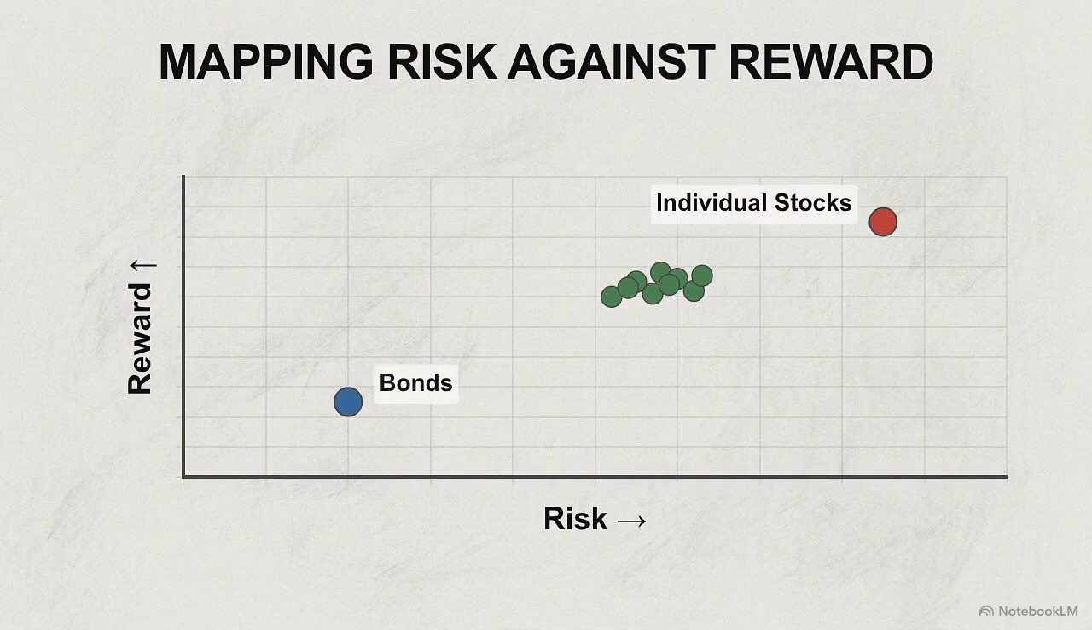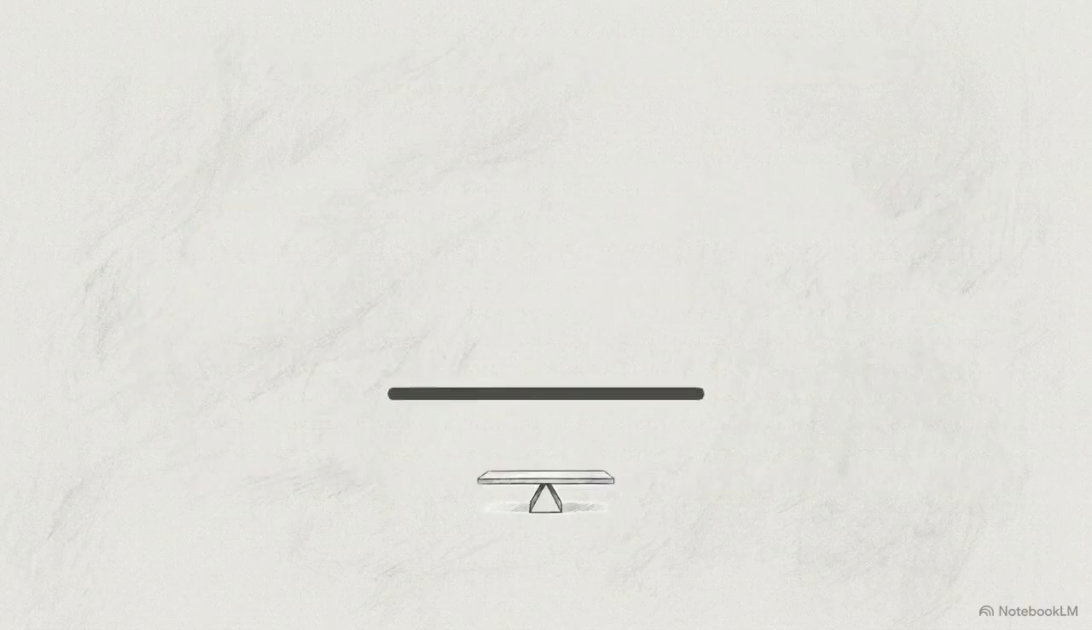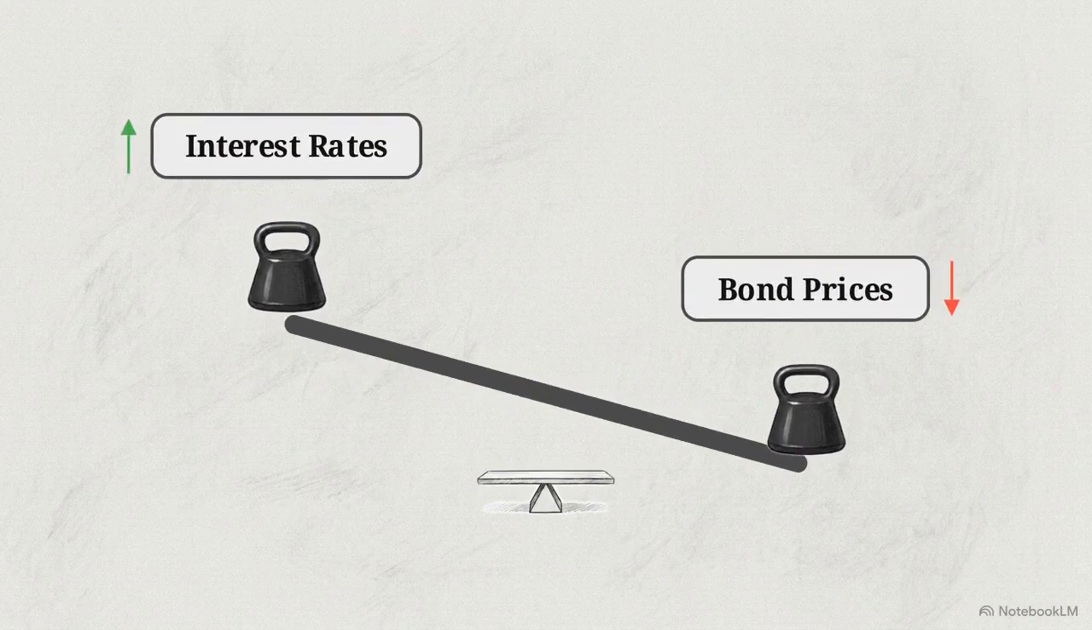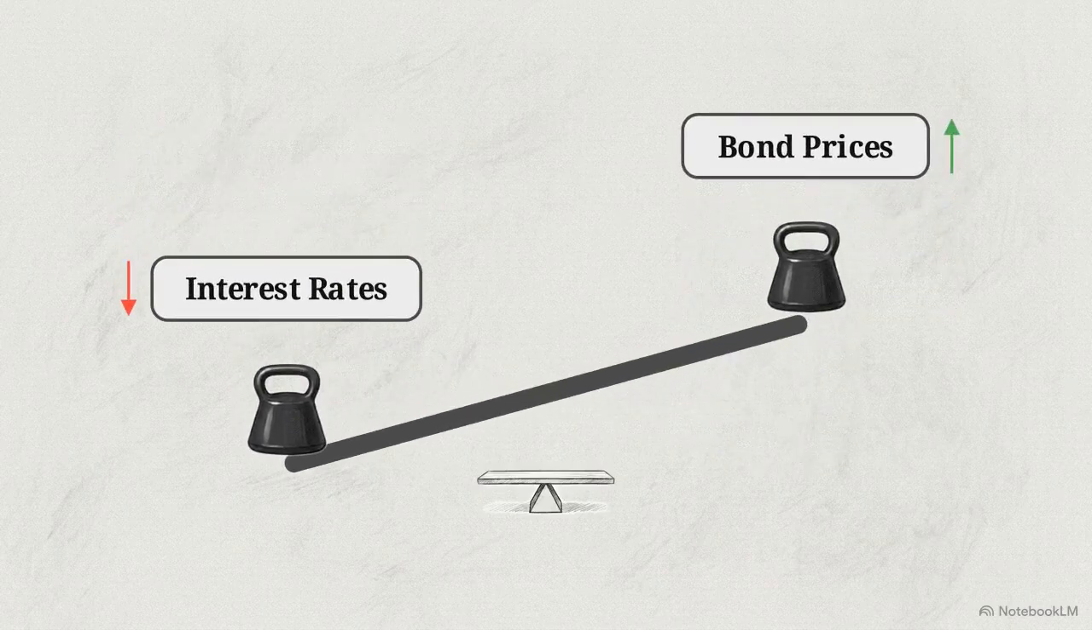Bonds sit on the opposite end of the spectrum. When you buy a bond, you are lending your capital to a corporation or government in exchange for interest, resulting in a smoother but lower return path. This teeter-totter diagram shows the mechanical quirk of debt. An inverse relationship exists between market interest rates and a bond's resale value. If interest rates rise on the left, the resale price of your existing bond drops on the right.